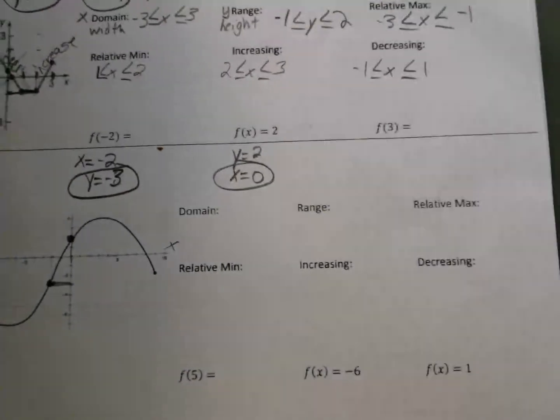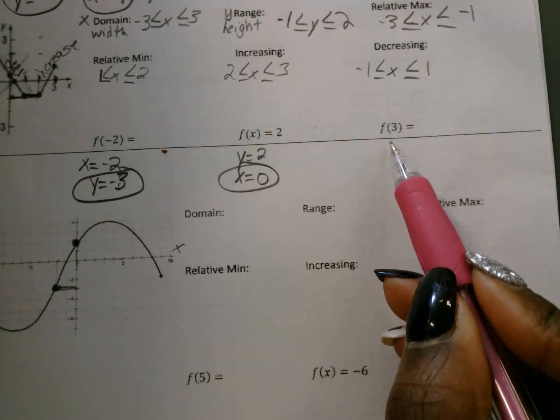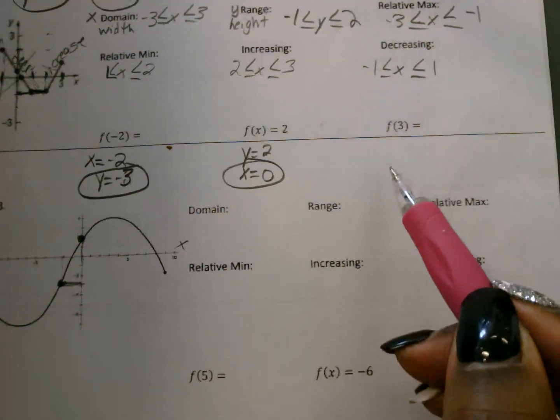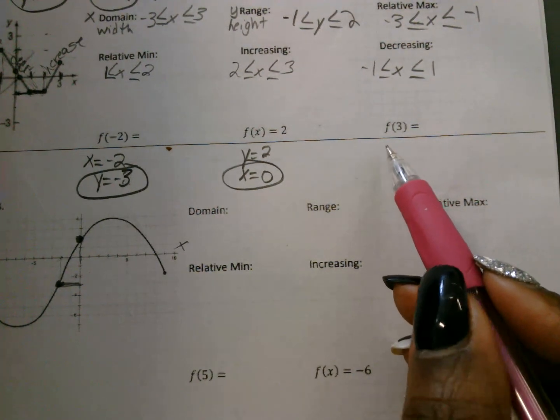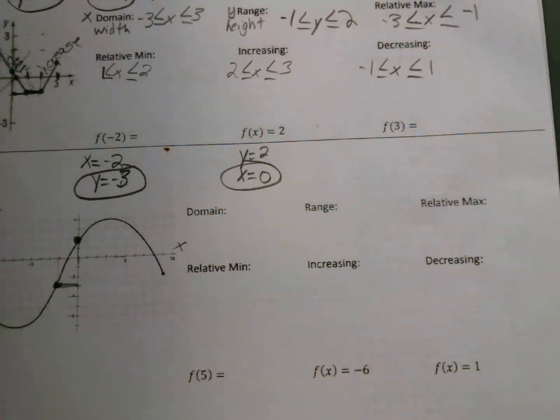And then see if you can do this one. Tell me which one it is giving you, and then find the other one. If it's giving you x, find y. If it's giving you y, find x. We'll pause for the cause.